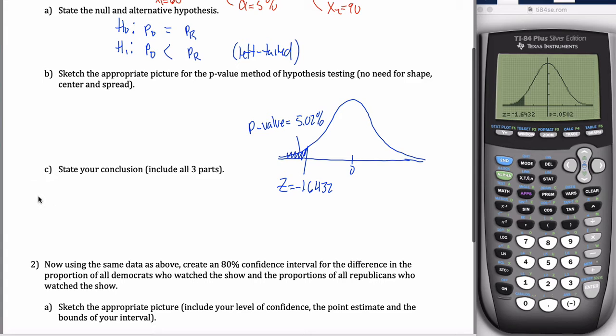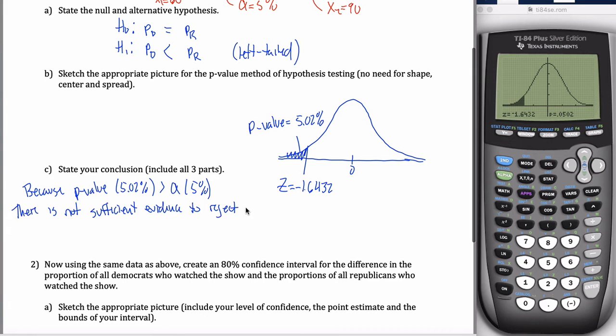State your conclusion. Include all 3 parts. Because my p-value is greater than alpha, just barely, but still. If your p-value is greater than alpha, there is not sufficient evidence to reject the null. And if you can't reject the null, you can't say that the claim is true. So I cannot conclude that the proportion of all Democrats that watch this show is less than the proportion of all Republicans who watch this show.